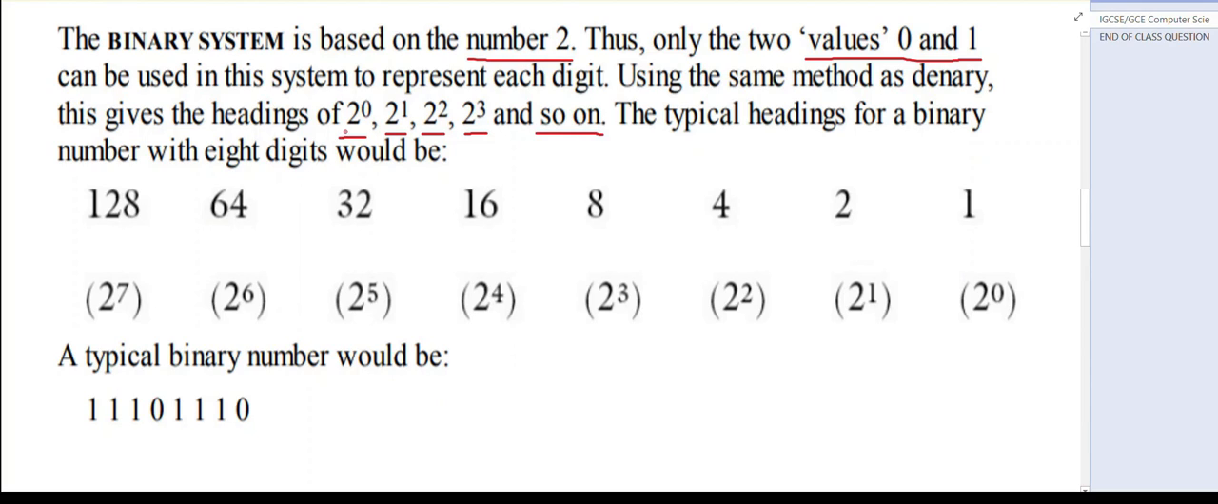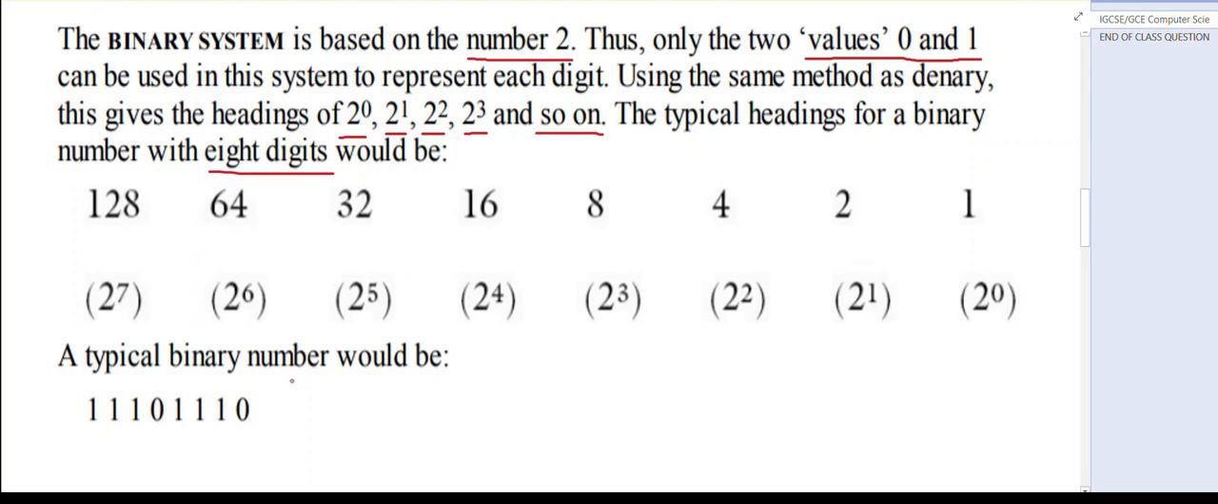Why are we using 2? Because the binary system is based on the number 2. Right. The typical headings for a binary number with 8 digits would be this. First of all, we are studying 8 digits. 2 to the power 0 is 1, 2 to the power 1 is 2, 2 to the power 2 is 4, 2 to the power 3 is 8, 2 to the power 4 is 16, 2 to the power 5 is 32, 2 to the power 6 is 64, 2 to the power 7 is 128.